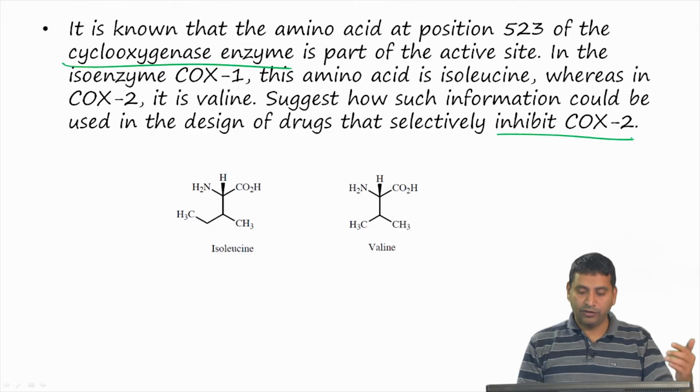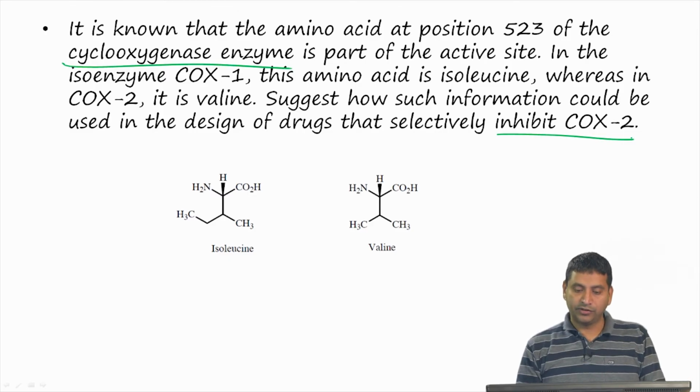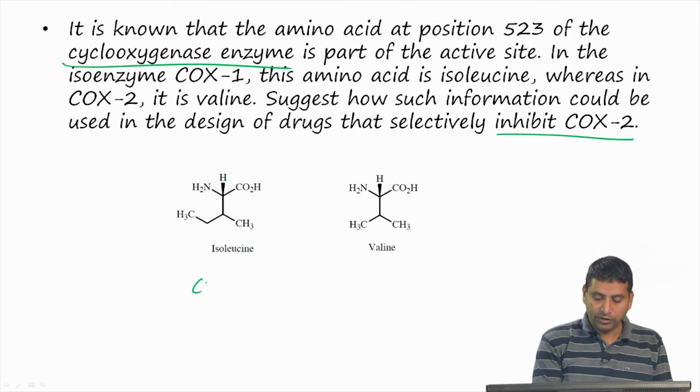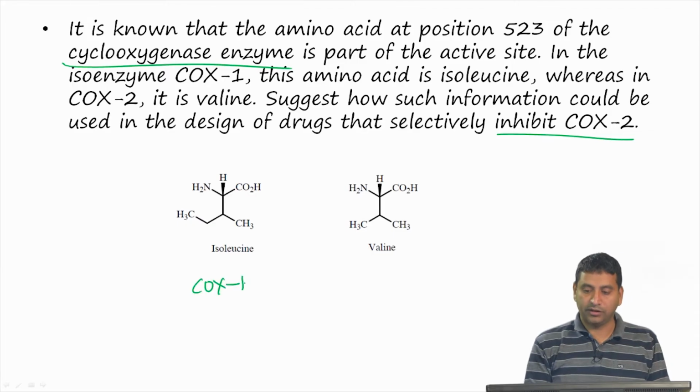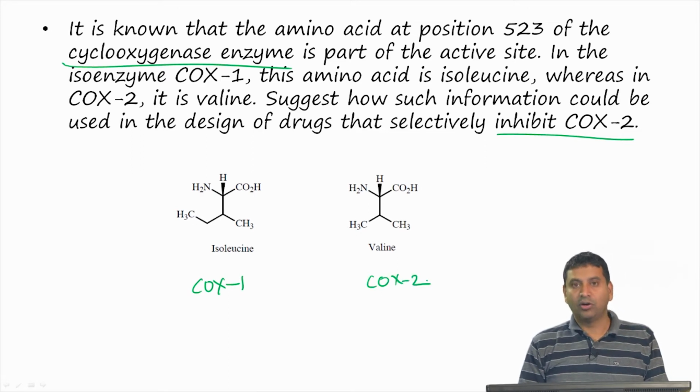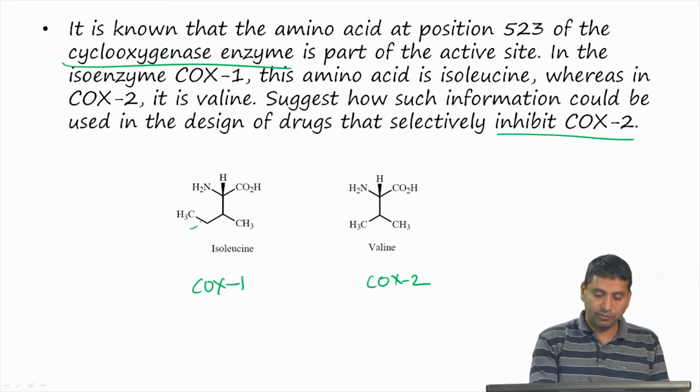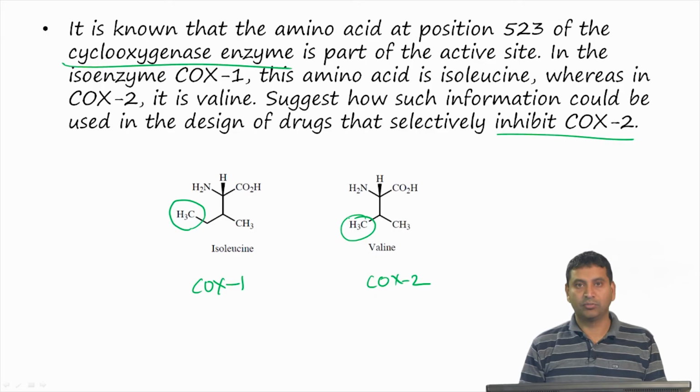In order to understand this, first let us understand that isoleucine is the amino acid at position 523 in COX-1 and valine in COX-2. Now if you want to selectively inhibit the enzyme with valine, but not with isoleucine, then we need to look at the sterics, for example. Here the major difference between isoleucine and valine is the extra methyl group.